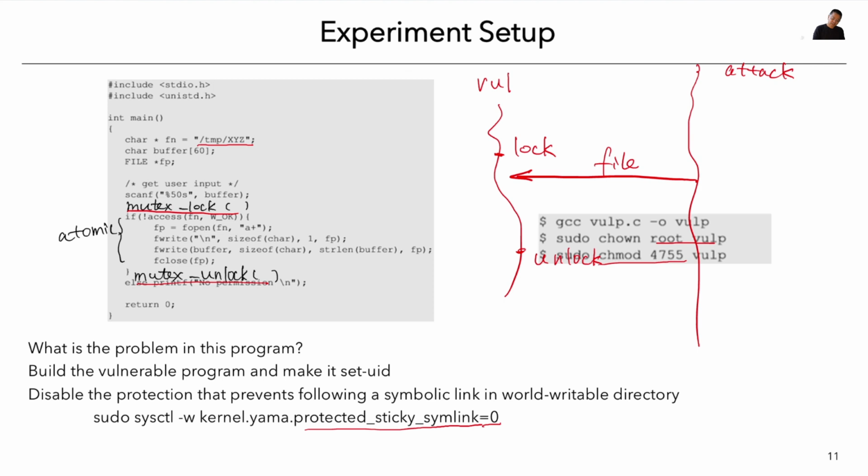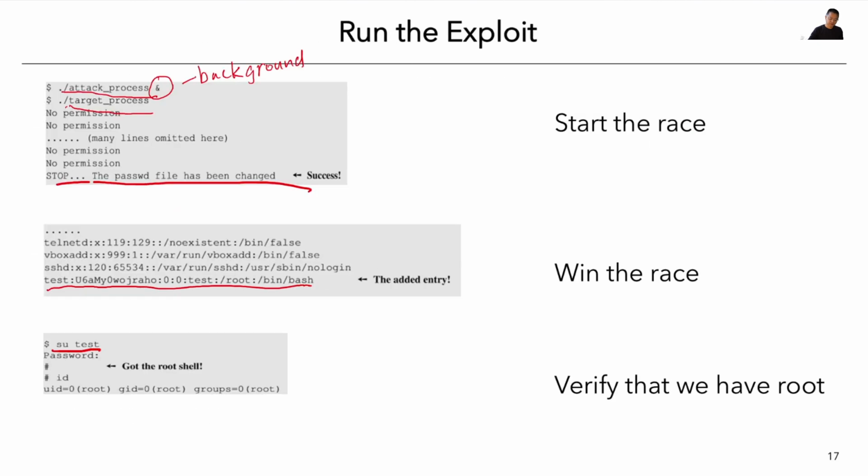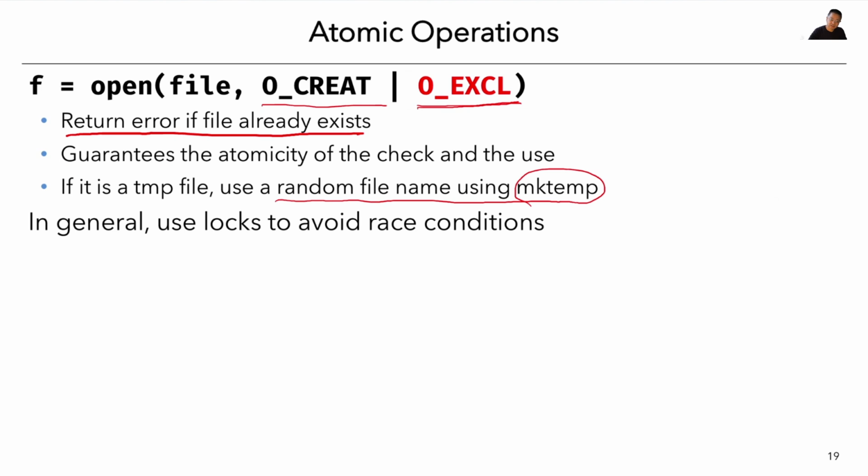So locks like a mutex lock will not provide protection based on the file. Instead, we need to use the file system lock, like the example here. So we can use O_EXCL to prevent any change to the file when we access the file, right? So in general, use locks to avoid race conditions. Again, the locks will not help in this case.